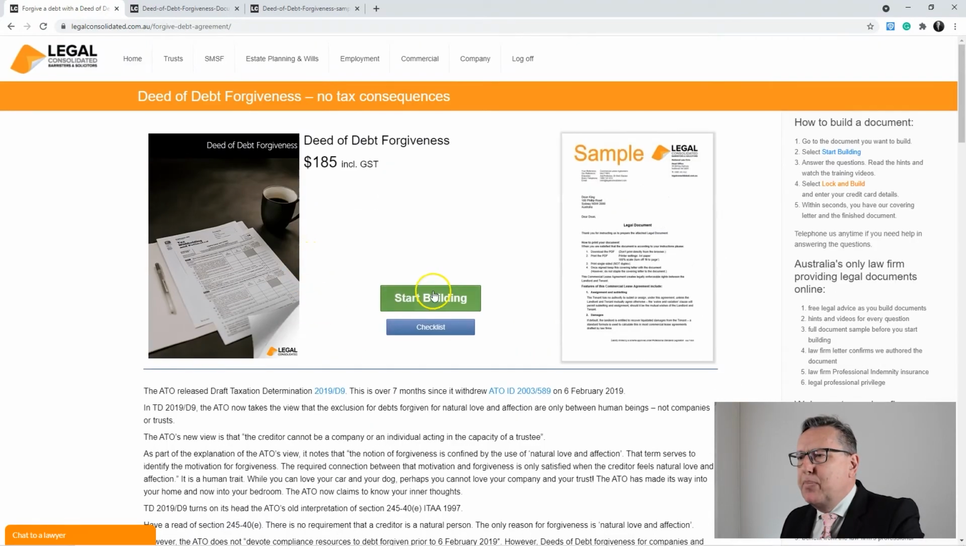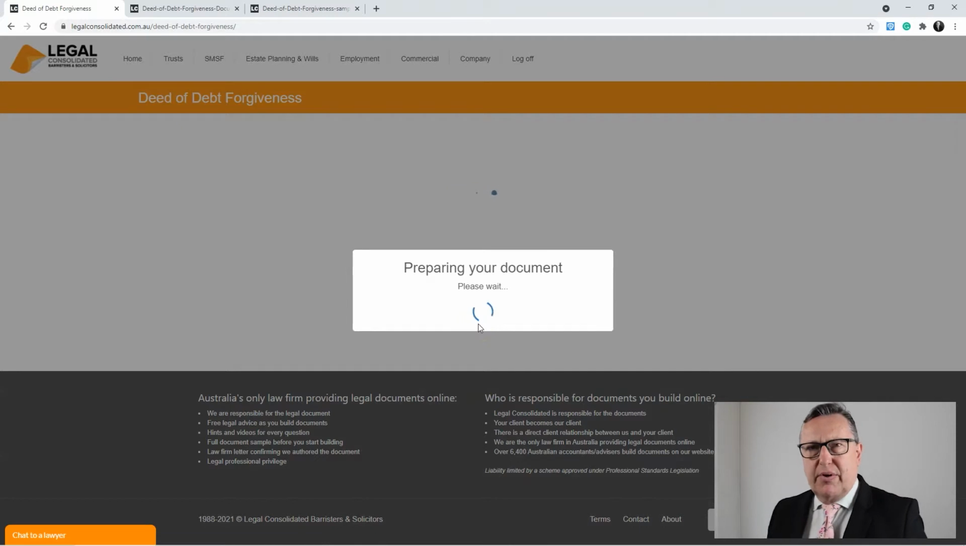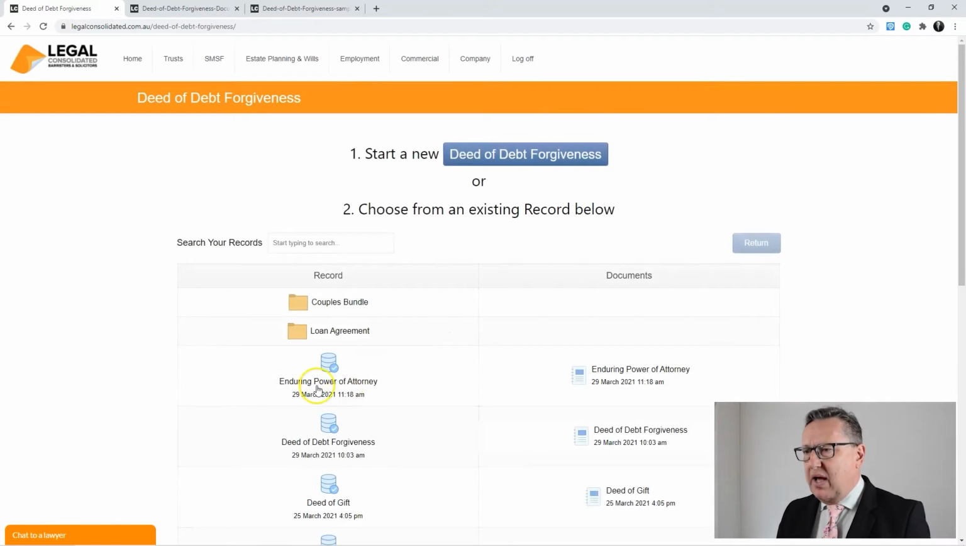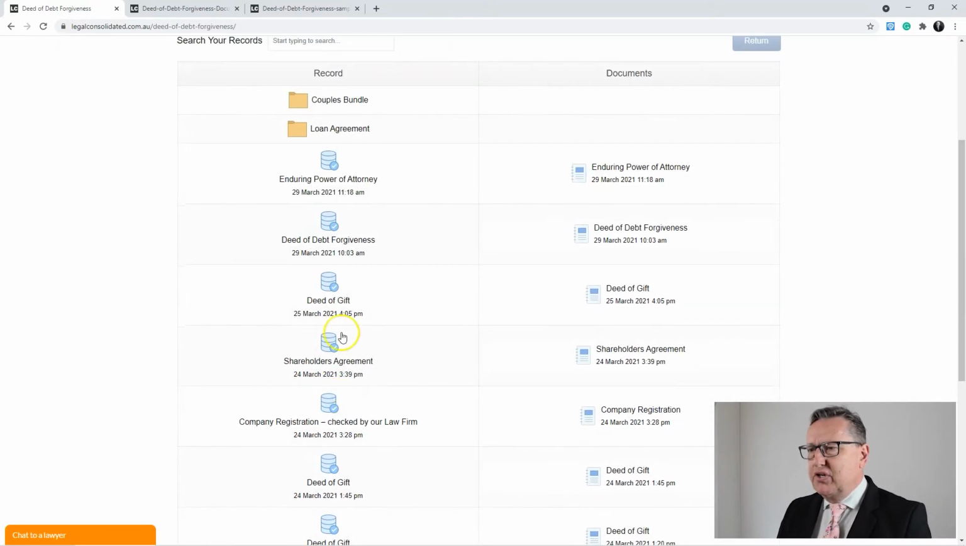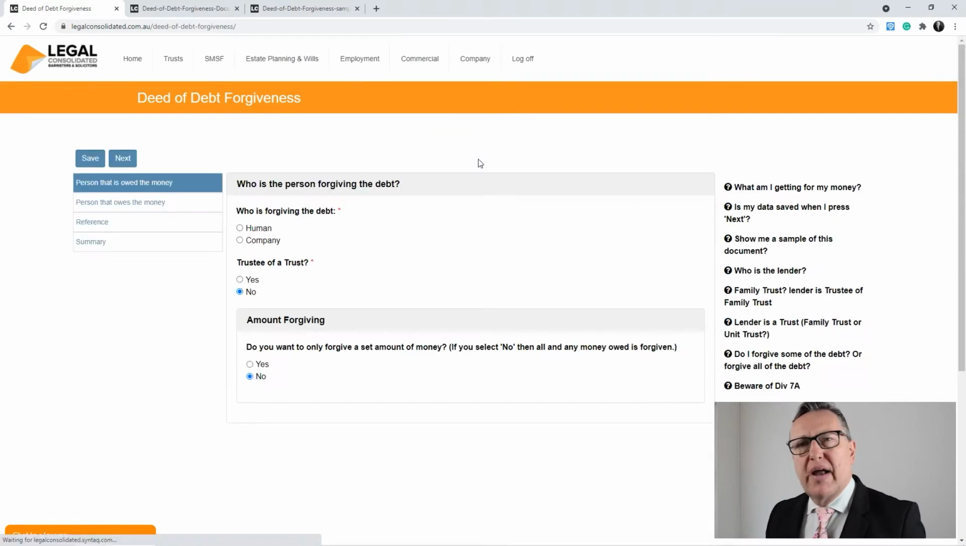But let's start building the document, big green button. As with all our documents, if you've built other documents on our website, you can pick up the data from them. So I could pick up the data from this enduring power of attorney or this deed of gift or the shareholders agreement. But in this case, I'll start it from scratch.